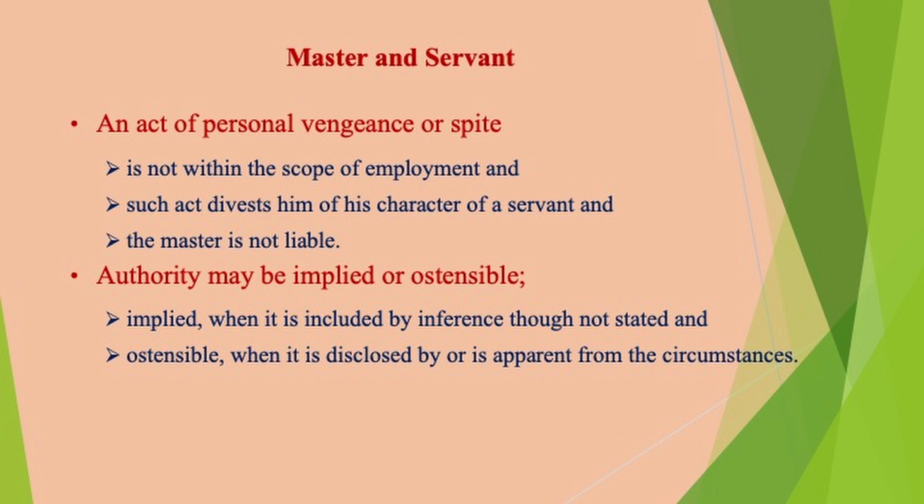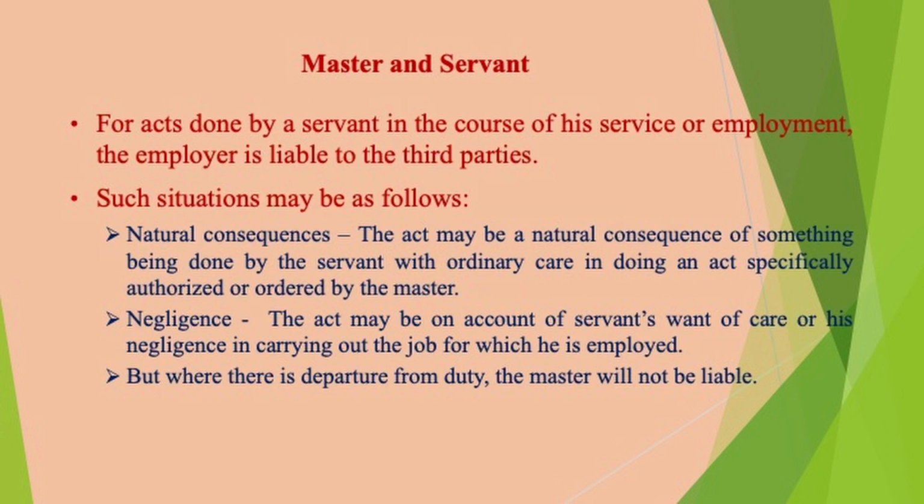Authority may be implied or may be disclosed from the circumstances. Master will be liable for the act done by the servant in the course of employment. The act may be a natural consequence of the act done by the servant with ordinary care on the orders of the master, or as authorized by the master. The act may be because of servant's negligence in carrying out the duty for which he is employed. Where the servant departs from duty, the master will not be liable.